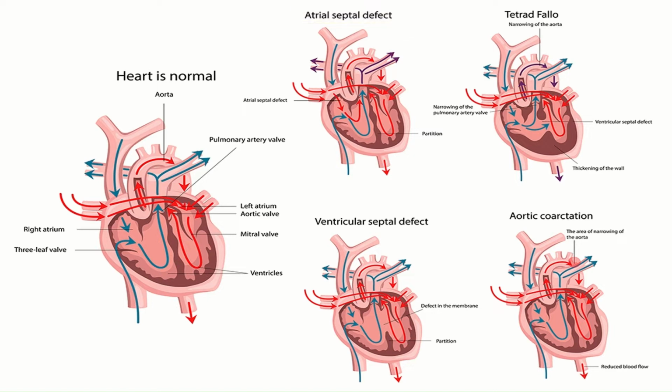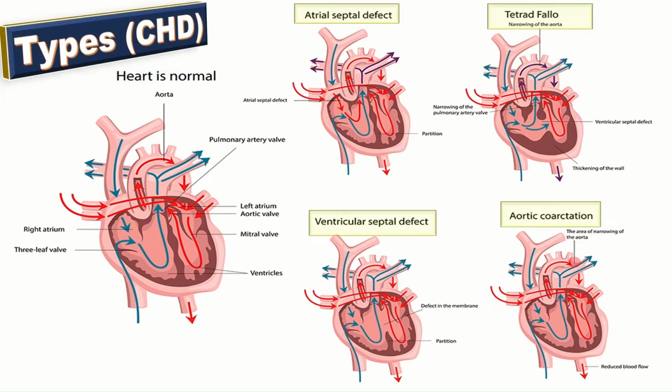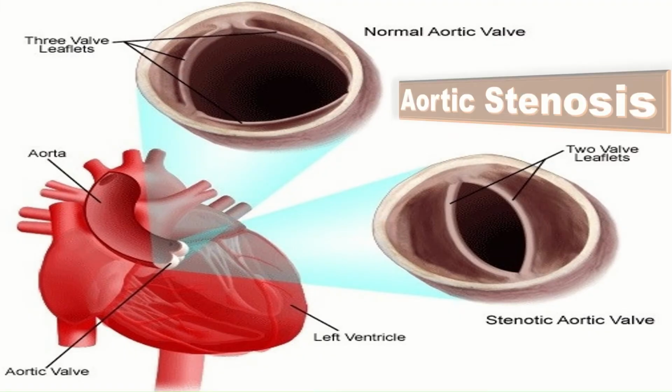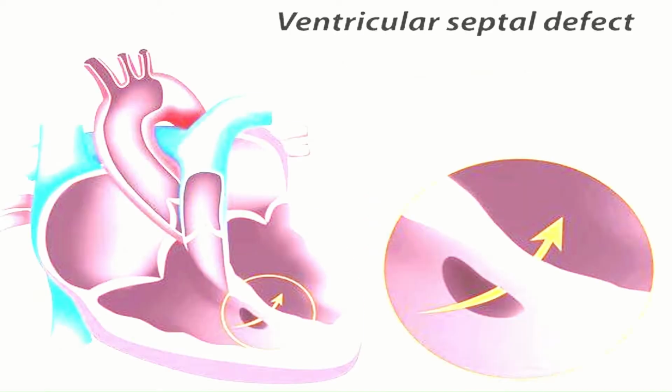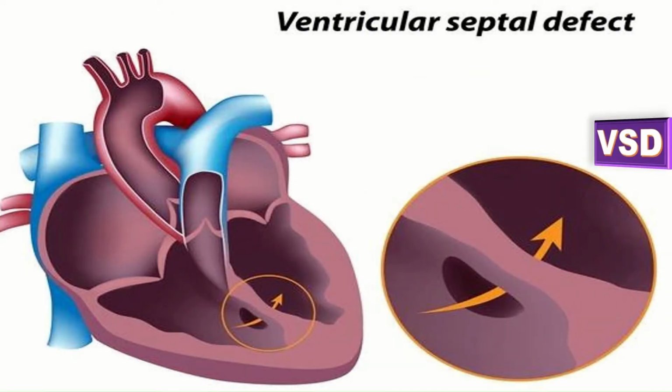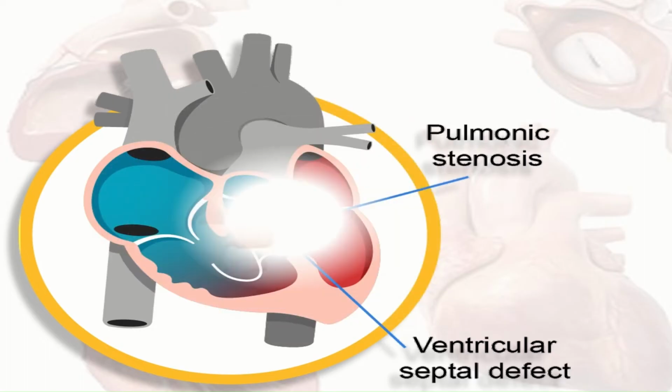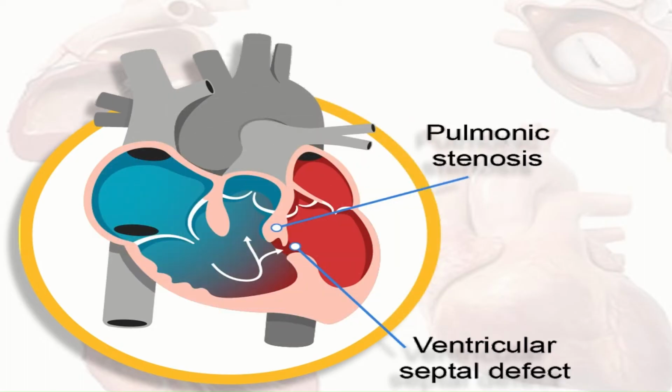Those congenital anomalies include atrial septal defect, tetralogy of Fallot, ventricular septal defect, and aortic coarctation. Here we can see the aortic stenosis, a type of cardiac anomaly. This is the ventricular septal defect, a defect between the two ventricles. Above the ventricular septal defect, here we can see the pulmonary stenosis.